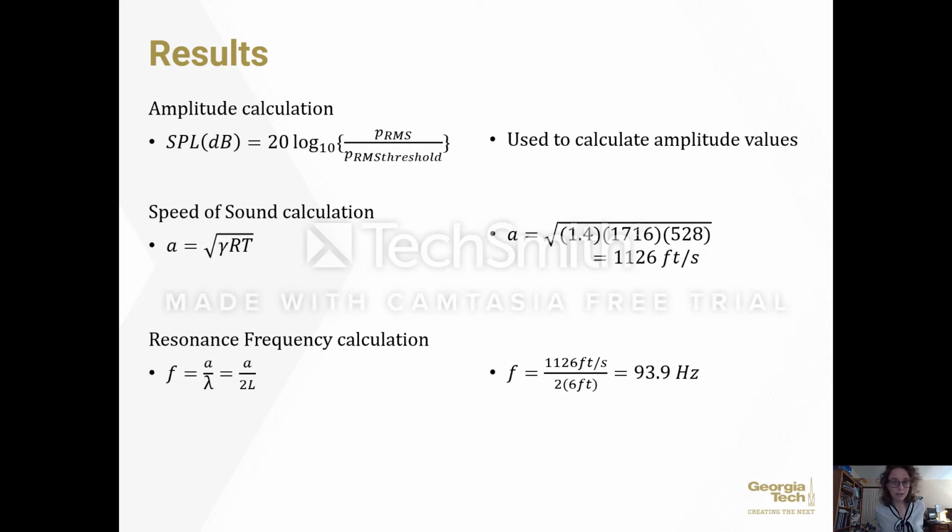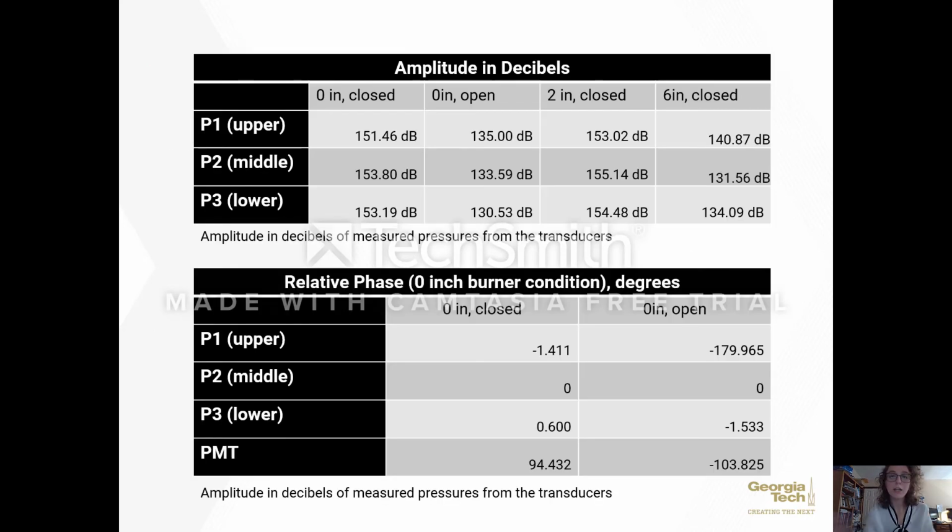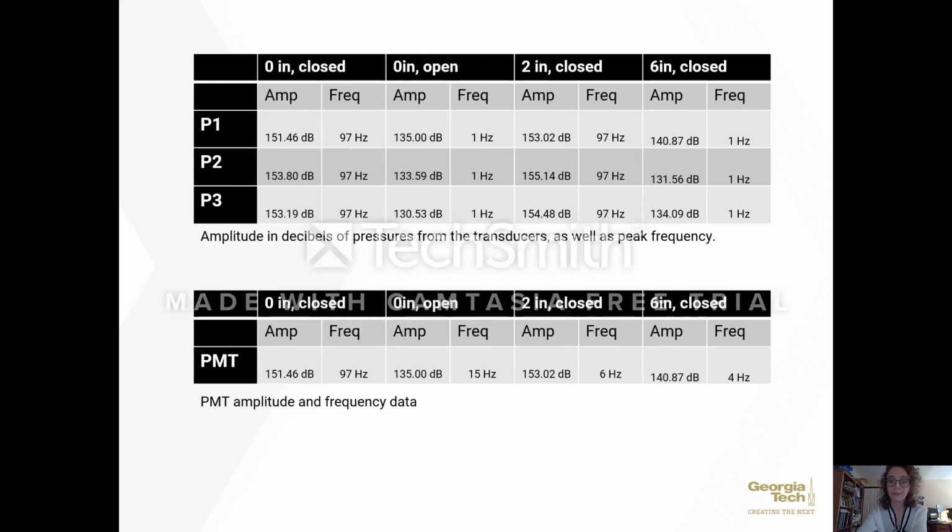The speed of sound was required to calculate the resonance frequency of the Reicha tube, and depends on both the substance being traveled through and the temperature of the medium. In our case, air. Knowing the speed of sound, we can use the Reicha tube's length, given as 6 feet, to calculate its resonance frequency of about 94 Hz. Using the first equation from the previous slide, voltage values from the transducers can be conveniently converted to first pressure values, then decibel values. The relative phase of the transducers with respect to the middle one, where the burner was, as well as the photomultiplier tube, are also presented.